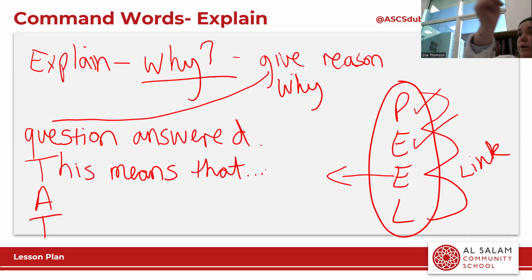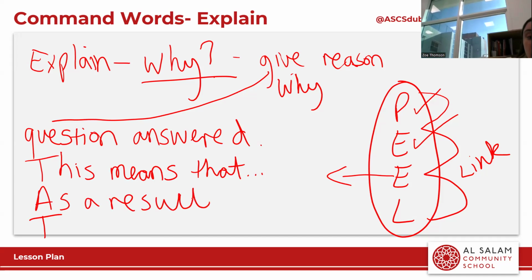So this is you then explaining your evidence. As a result, okay, this is you writing like a historian, okay? You're linking it to our concepts in history, like change, continuity, cause, consequence, and then you can use your therefore.